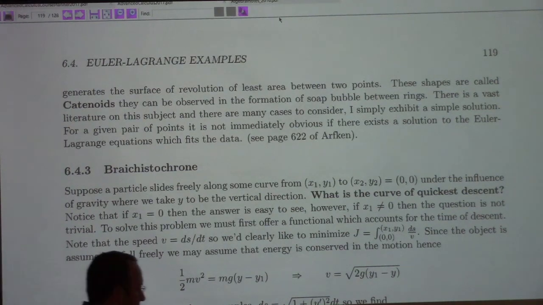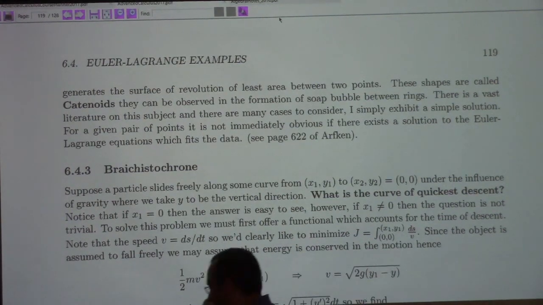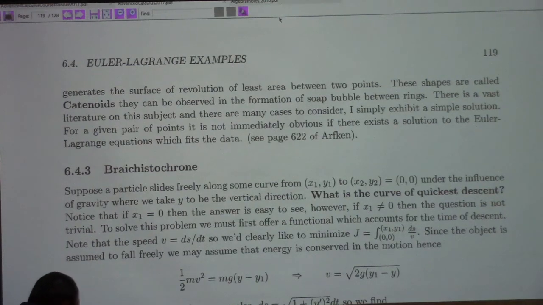So if the points are like this, we don't need variational calculus to answer the question, right? The path of quickest descent is clear. But what makes it interesting is when x1 and x2 are not the same x. So when you've got, like, it's over here, then the question is, is this the quickest path? Or what about this one? Or this one? I mean, you've got lots of choices.